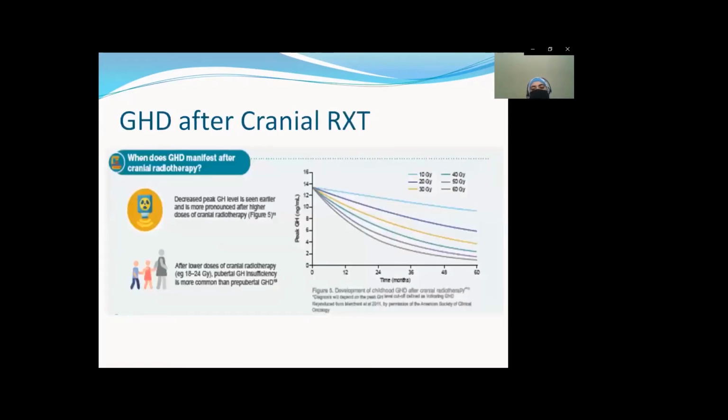So this, I think, is the most commonly used and most famous graph showing the decline of growth hormone secretion with the increasing dose of radiation. As you see, as the dose of radiation to the hypothalamic pituitary area increases, the peak growth hormone level decreases, and it continues to stay low even years after the treatment.